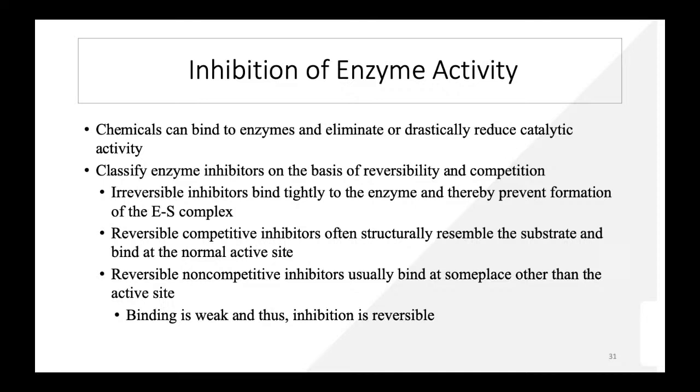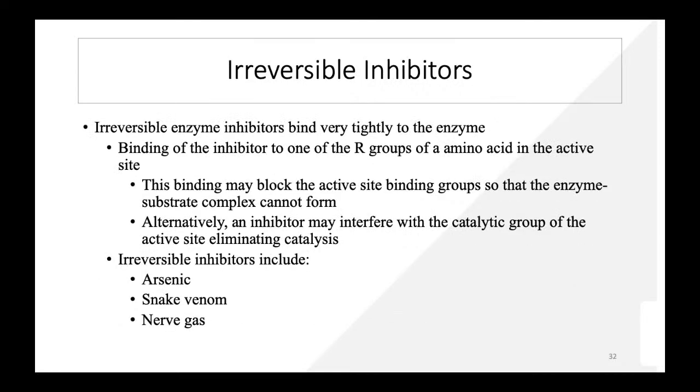Reversible competitive inhibitors are the ones which resemble the substrate and bind at the normal active site. They are like a decoy, so they take the same shape as the substrate. They attach there, and the action could be reversed, could go back, and they act like a normal substrate. In the reversible non-competitive inhibitor, they usually bind not at the active site but somewhere else, which will inhibit the activation of the substrate by the enzyme. The binding is weak, so this inhibition is reversible. Let's take all these inhibitors one by one.